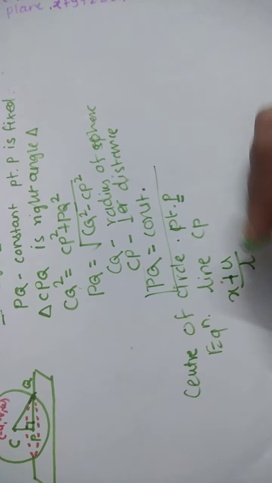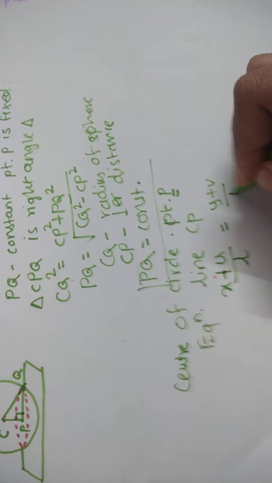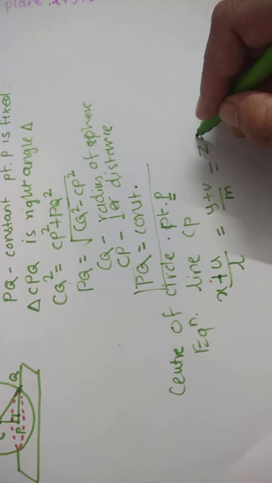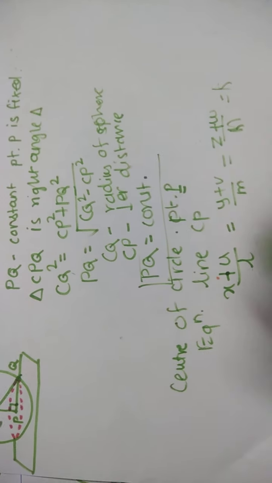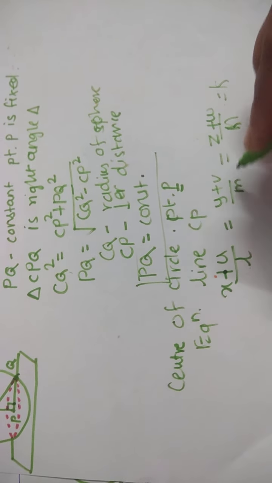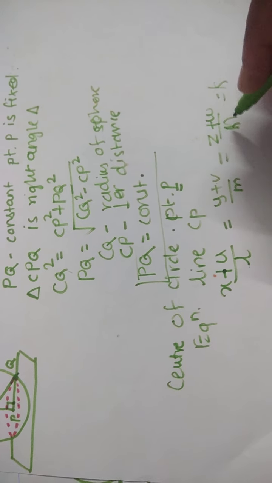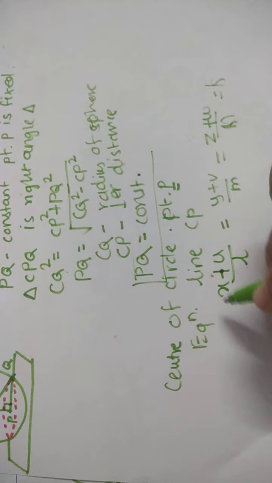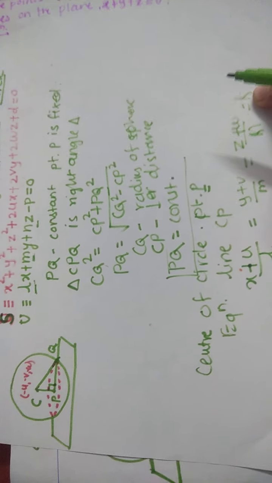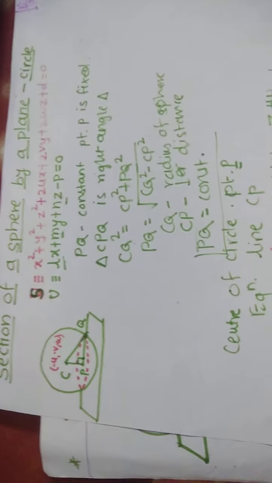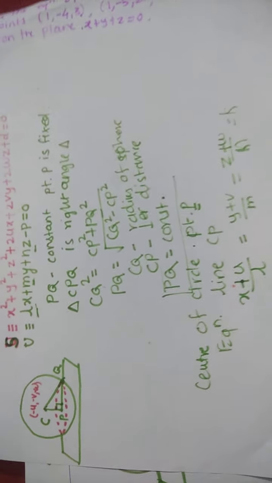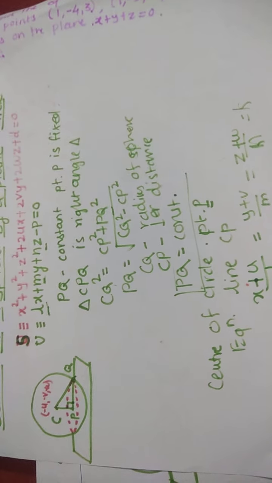So x plus u upon l equal to y plus v upon m equal to z plus w upon n equal to k. And this is nothing but x is equal to lk minus u, y is equal to mk minus v, and z equal to nk minus w. So you can put the values of x, y, z in the equation of plane and find out the value of k, so that you will get the coordinates of the center of the circle. So in this way you can find out the radius of the circle and the center of the circle. Thank you.